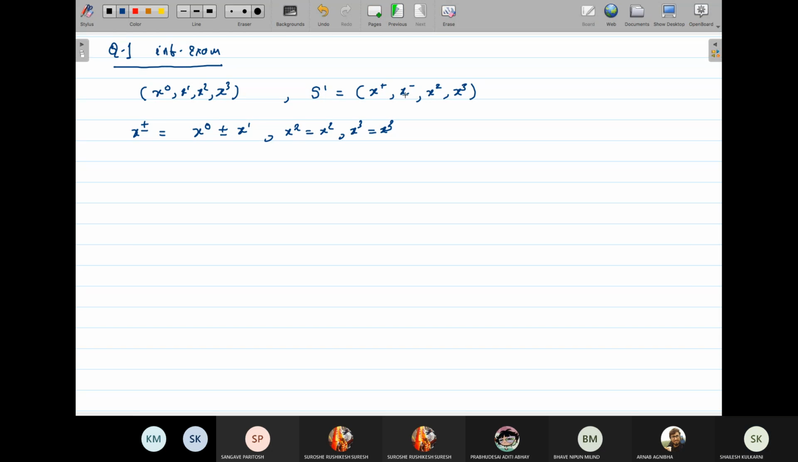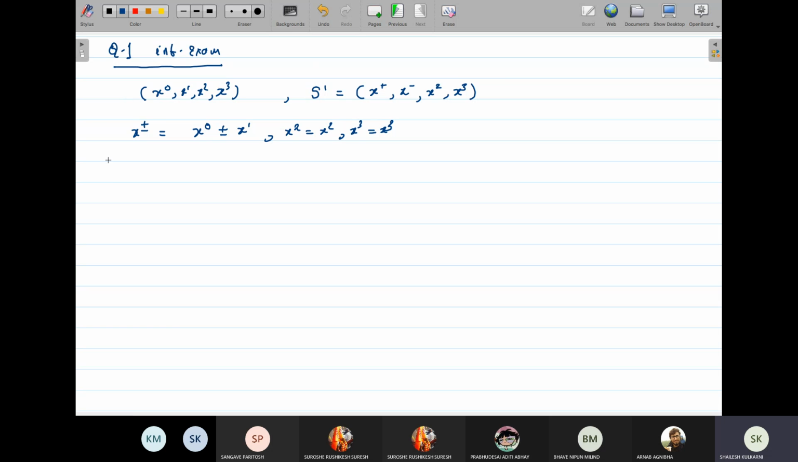Remember, this is not a Lorentz transformation. Some students assume that this is a Lorentz transformation. This is not a Lorentz transformation. I am saying that there are 2 coordinate systems. One is your Cartesian coordinate system and one is this coordinate system. There is no name, say S1.